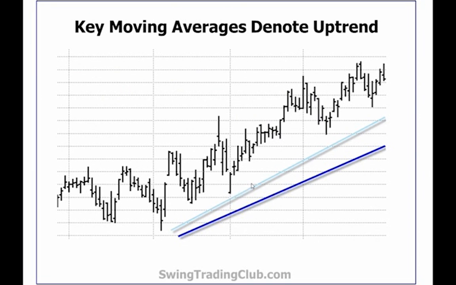Now here's an example where we have a stock in an uptrend. So again, very visual reference points. The fast-moving average is now above the slow-moving average. They're both pointing up. Price is up above both of them. That is a stock in an uptrend. Okay, these are the stocks that you're going to focus on.